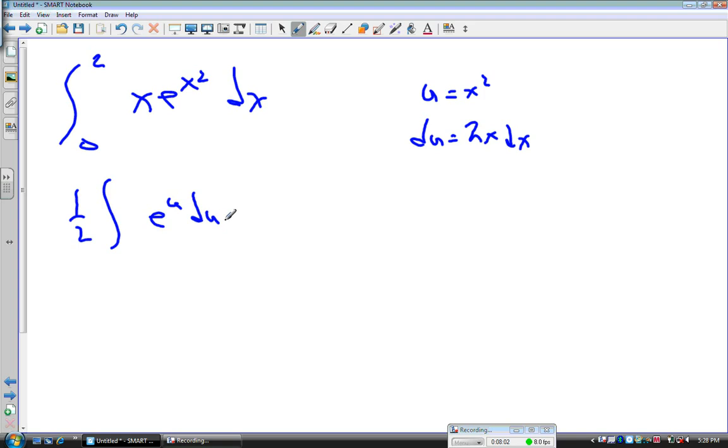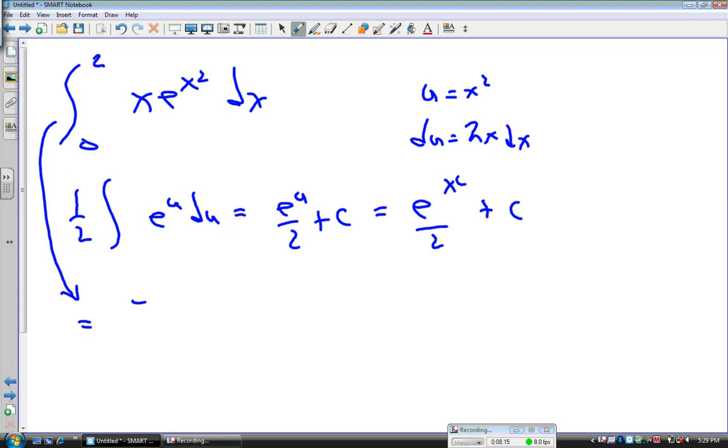Okay, and that gives you e to the u over 2 plus c, or e to the x squared over 2 plus c. Now that's the antiderivative, so let's use it. This then becomes e to the x squared over 2 evaluated from 0 to 2 using the fundamental theorem of calculus. And you get, let's see, 2 squared is 4, so you get e to the 4 over 2 minus e to the 0 is 1 minus 1/2. That's it. Here's another way.